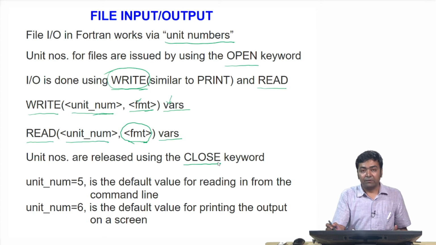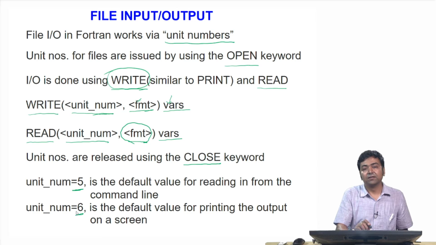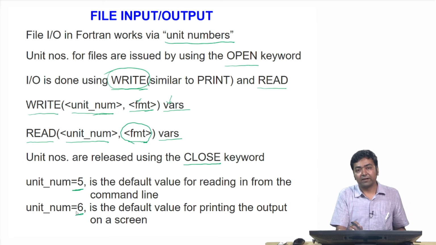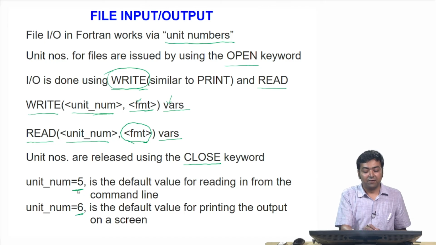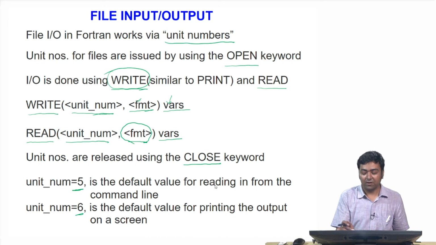And regarding the unit numbers, there are two things one needs to be careful of. First of all, one shouldn't ever use unit numbers 5 and 6 to connect the name of a file with that unit number. The reason is that unit number 5 is the default for reading in from the command line. Similarly, unit number 6 is the default for printing the output on a screen.